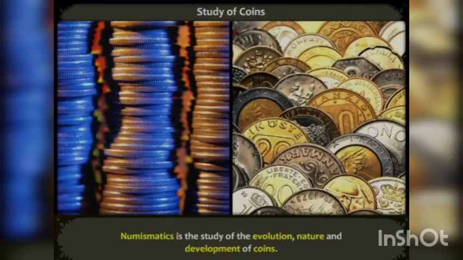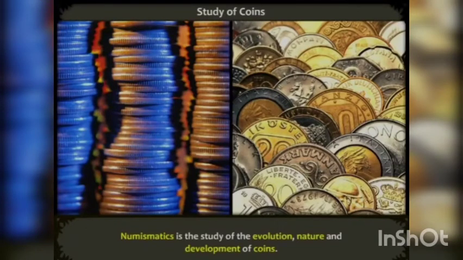Then, let us see about coins. It is also an archaeological source. Numismatics is which one? Is the science of study of which one? Study of coins. Numismatics means study of coins. The person who studies about the coins is known as what? Is known as numismatist.